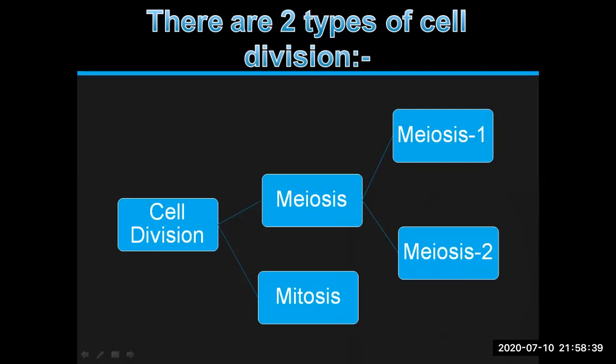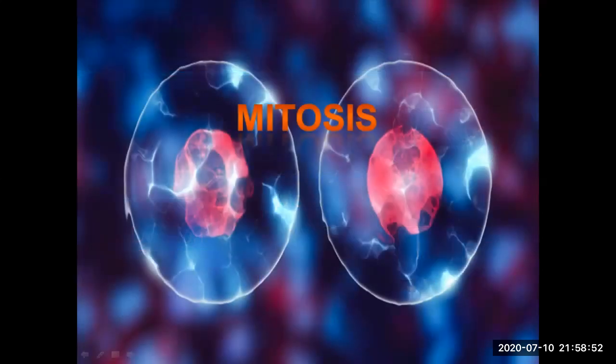Now further, there are two types of cell division. One is meiosis and the other is mitosis. Then, meiosis is divided into two stages, that is meiosis 1 and meiosis 2. First, mitosis.